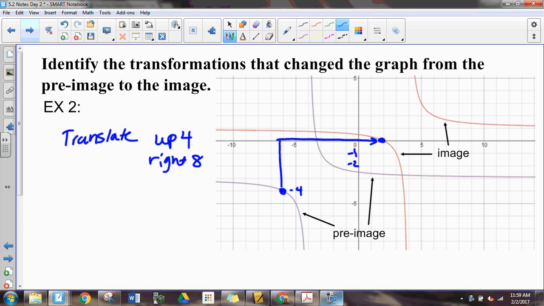So make sure you're careful on your scale. That you count what it's going to be. Sometimes it goes by 2, sometimes it goes by 1, so just check that scale to make sure you get the right numbers there. So up 4 and right 8. Okay.